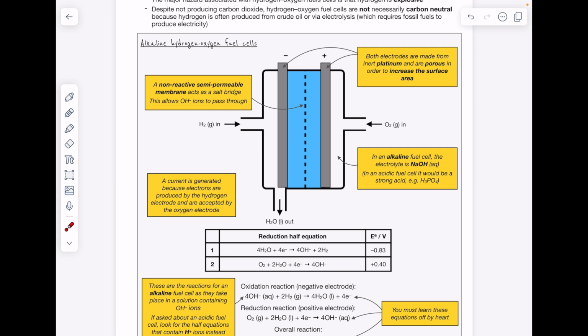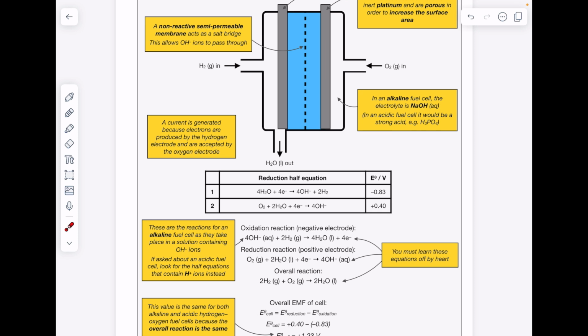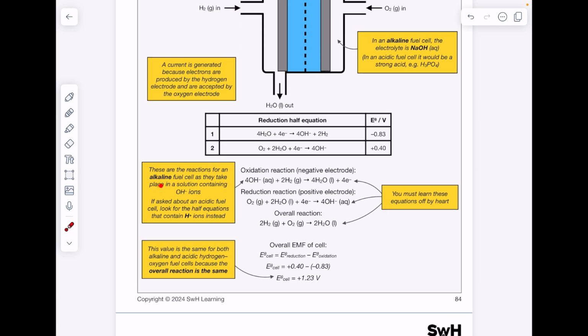As aforementioned, it's an alkaline fuel cell, meaning that the electrolyte being used is sodium hydroxide. If you were using an acidic fuel cell, it would have a strong acid, such as phosphoric acid. The current is generated because electrons are produced by the hydrogen electrode and are accepted by the oxygen electrode. So here's our 2 reduction half equations. As I've already mentioned, these are the reactions for the alkaline fuel cells due to the presence of the hydroxide ions. If you're asked about an acidic fuel cell, you'll need to use the half equations which contain H+ ions rather than the hydroxide ions.